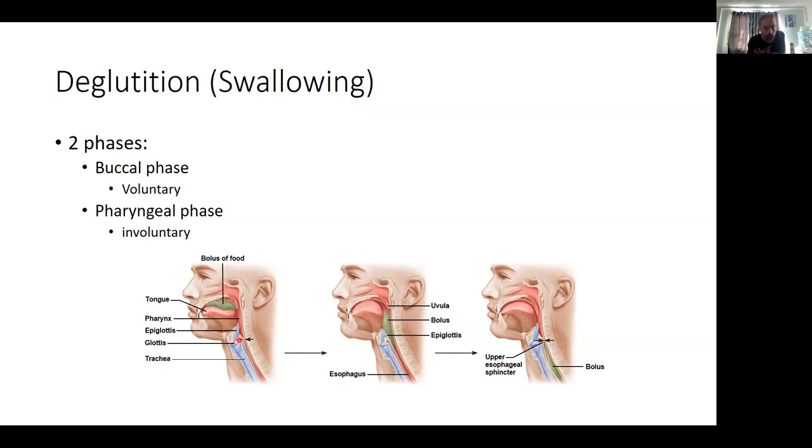If you look at our little cartoon down here, you can see that the roof of the mouth is actually angled kind of up and back. As we push the tongue up against the roof of the mouth, that squeezes the food back past the uvula into the oropharynx. Once it's in the oropharynx, we enter the pharyngeal phase. This is involuntary. Here, we use a process called peristalsis that we'll cover in the next video, and move that food from the oropharynx through the laryngopharynx and down into the esophagus.